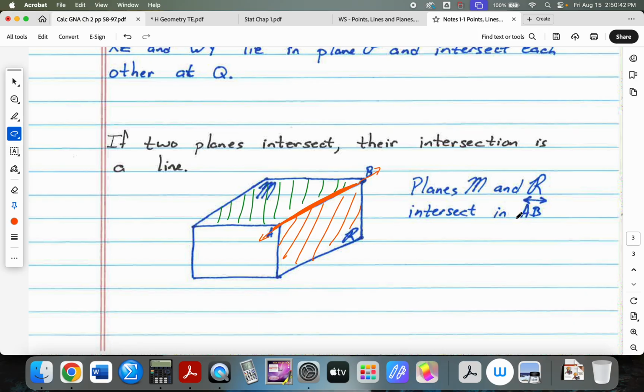In the room, where can you see that? Look right over here. I think everyone can see this one. This wall is like a plane, right? This wall is like a plane. Where they meet is this nice straight line. So when 2 planes intersect, then their intersection is a line like this. Okay? Any questions about that?